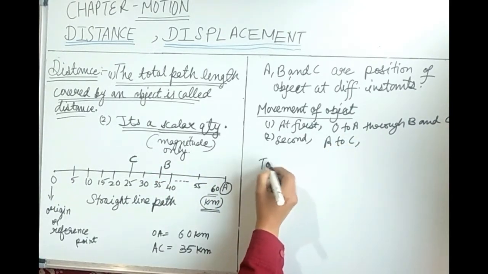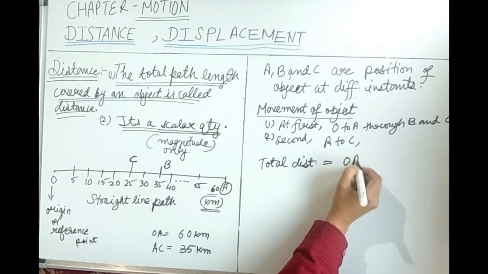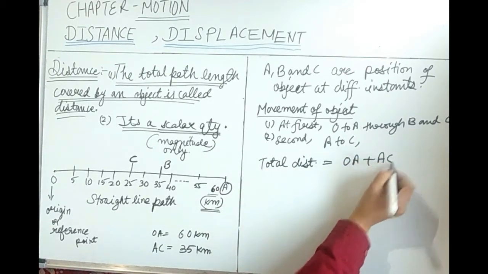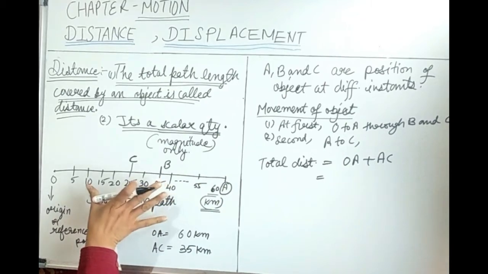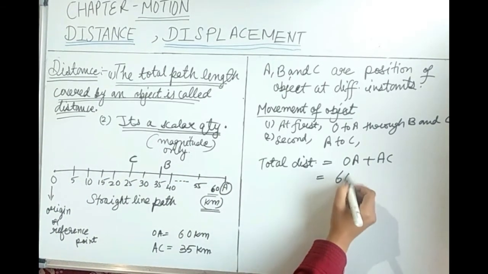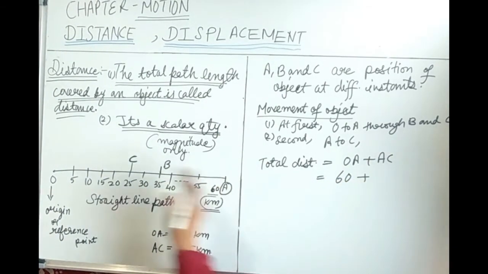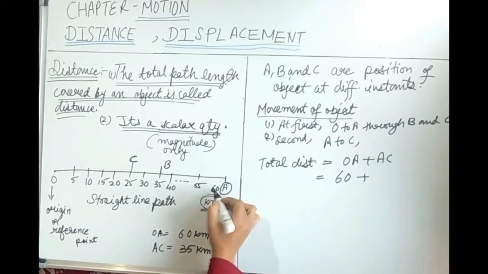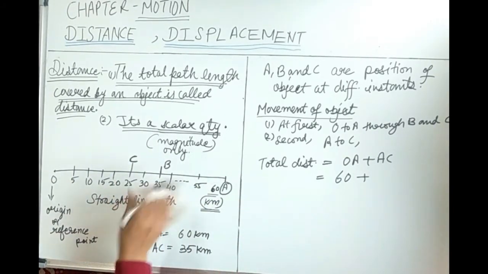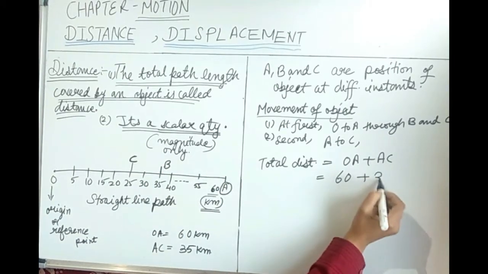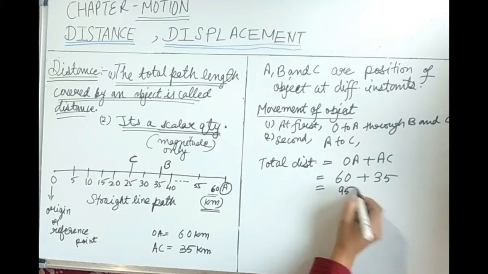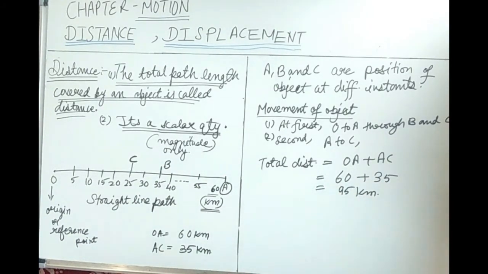So the total distance is OA plus AC. OA from this diagram you can see it is equal to 60 kilometers, and for A to C, A here is 60 and here C point is 25. The distance will be 35. Total distance covered is 95 kilometers.